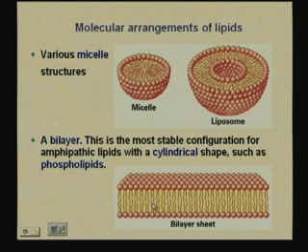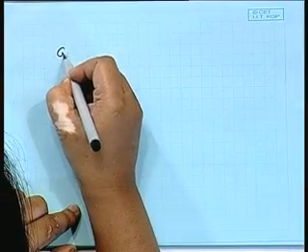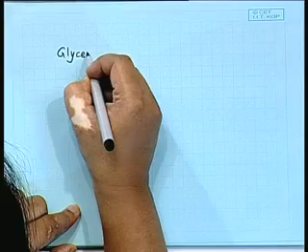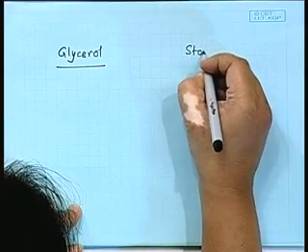And it is this bilayer that is going to result in all of the transportation, all of the lipid structures, all of the membrane structures that we will be seeing in the next class. So, basically what we have learnt is that we have our glycerol. In the glycerol we have storage lipids.